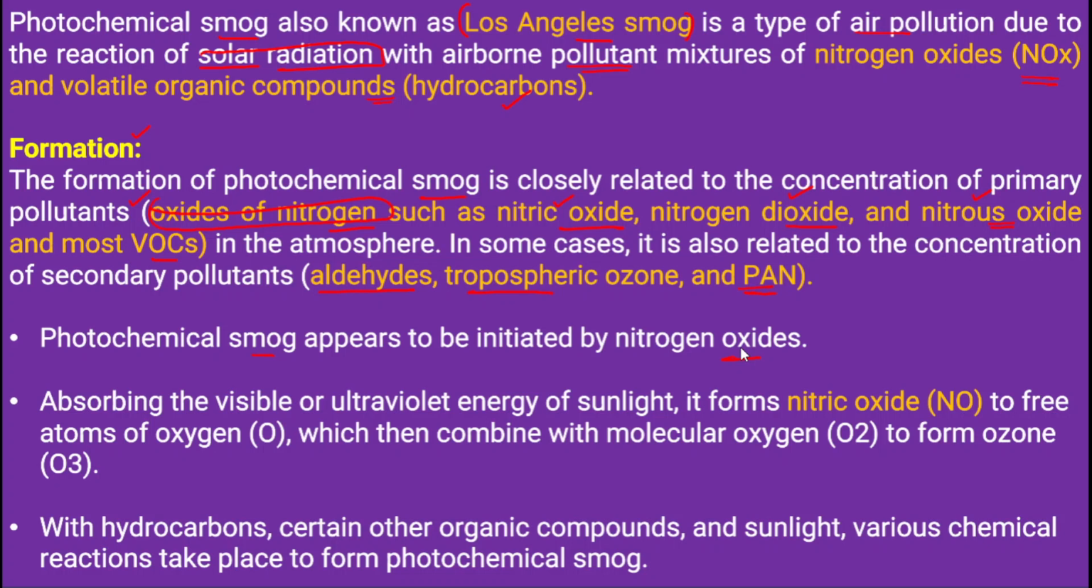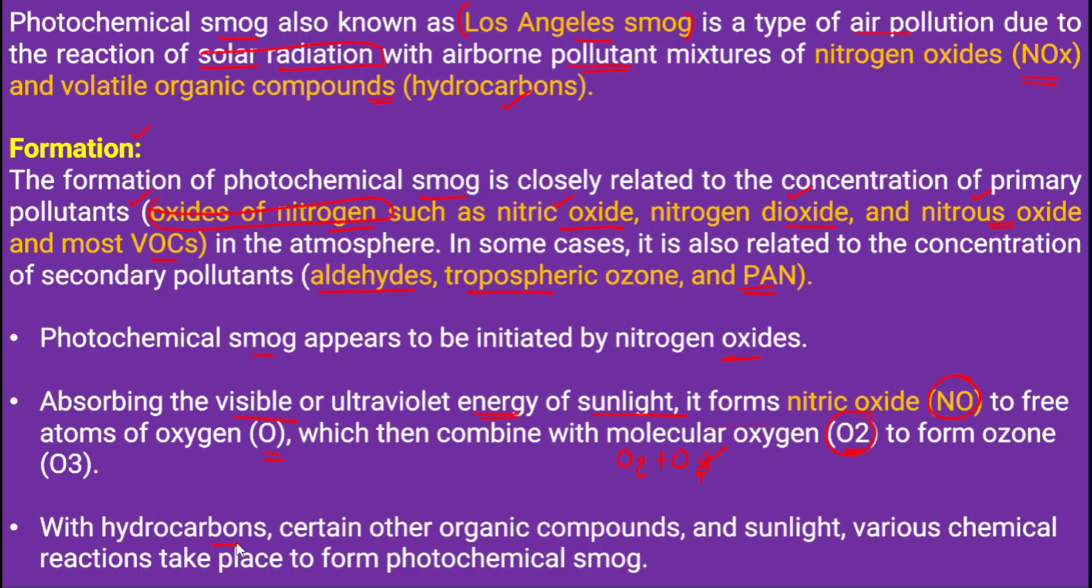Now how does the mechanism usually take place? Absorbing the visible and ultraviolet energy of the sunlight, these nitrogen oxides form nitric oxide. Okay, so they will be converted into nitric oxide and free atoms of oxygen. So oxygen atoms will be freed, which then combine with molecular oxygen, and this molecular oxygen will be converted into ozone. Okay, so ozone further intensifies the formation of photochemical smog.